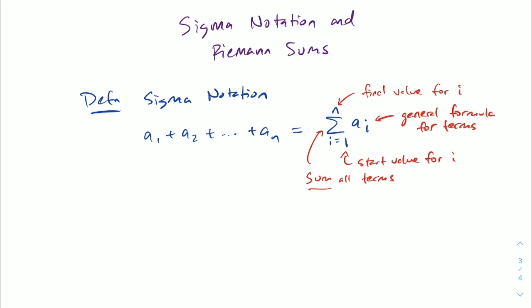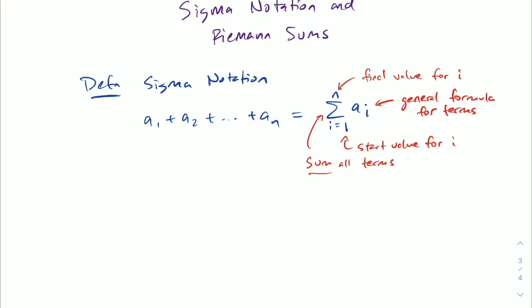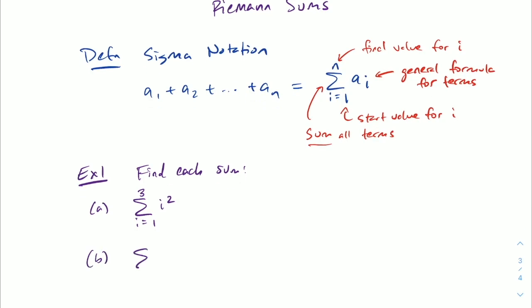Let's look at an example. Let's find each sum that's written in sigma notation. The first sum is i equals 1 to 3 of i squared. And the second one is the sum from i equals 0 to 4 of 2i plus 3. Let's work out what each of these means.